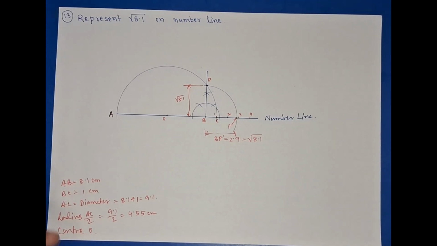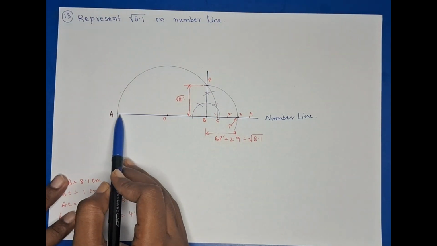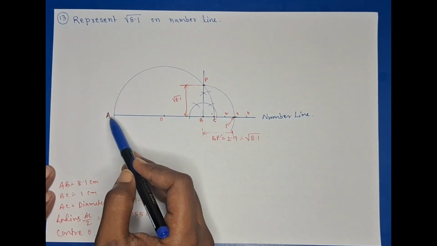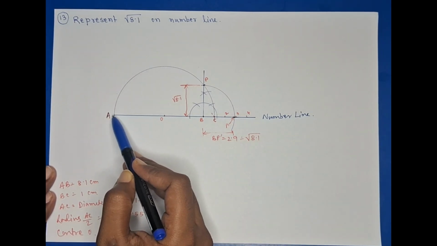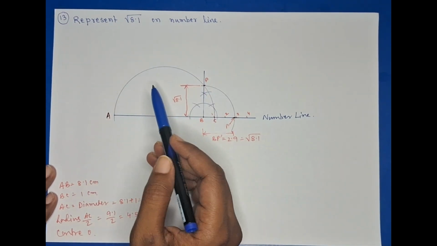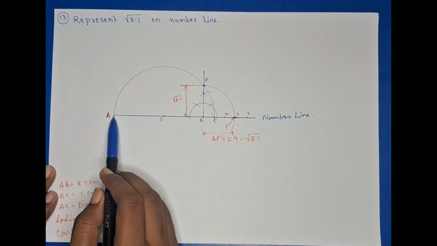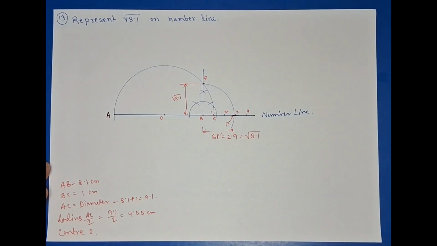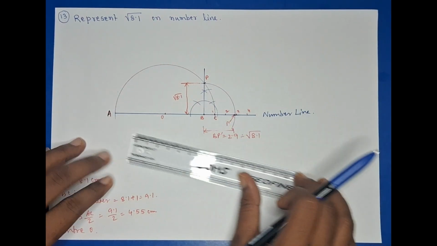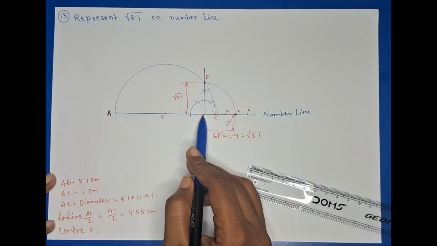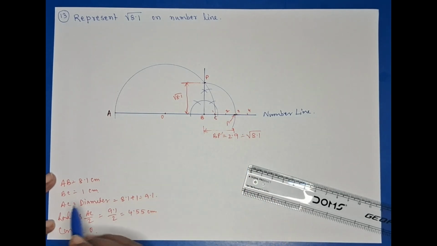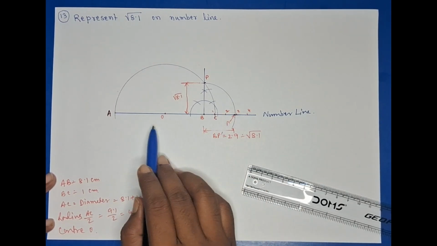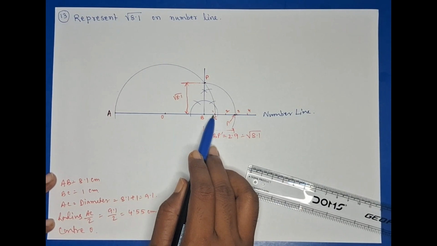Let me tell you again what we have done. First, we have drawn a line, what we have said as number line. We have taken this point as A, and we want the square root of 8.1. So we have taken 8.1 centimeter, and which is AB. AB is equal to 8.1 centimeter in scale. Then from point B again we have taken another 1 centimeter. This BC is equal to 1 centimeter. So total AC is equal to 8.1 plus 1, that is 9.1 centimeter.